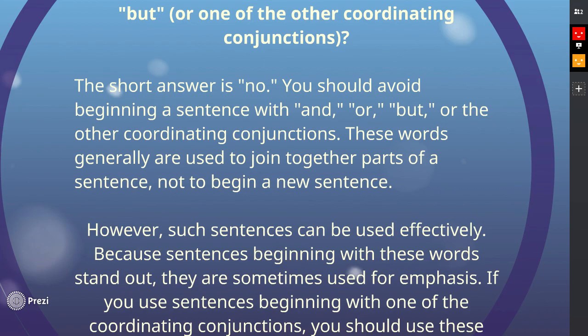You should avoid. You mean for beginning sentences with "and" or "because"? Should you begin a sentence? The next one, the short answer is no. You should avoid. And then the last one is not to begin a new sentence. So begin, avoid, begin. And then we just wrote in "effectively" for the "however" one.